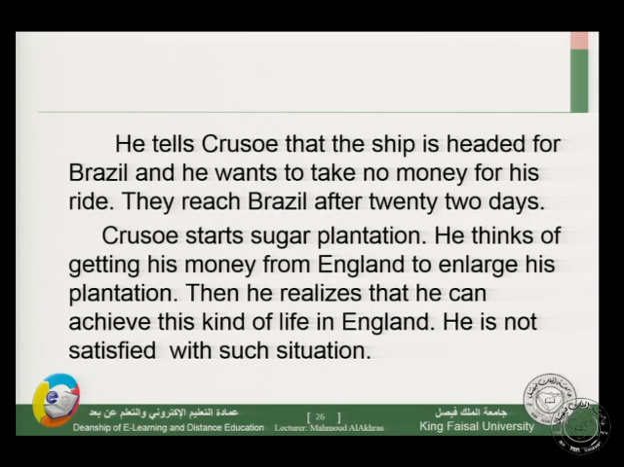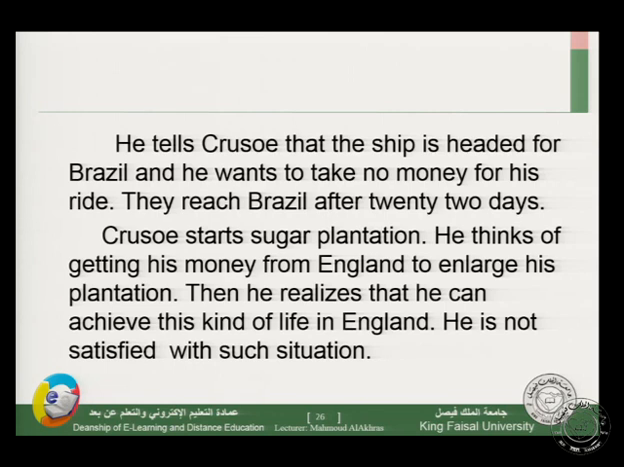The captain tells Crusoe that the ship is headed for Brazil and he wants to take no money for his ride. They reach Brazil after 22 days. Crusoe starts a sugar plantation. He thinks of getting his money from England to enlarge his plantation. Then he realizes that he can achieve this kind of life in England. After reaching Brazil, he becomes a kind of farmer or a kind of planter.